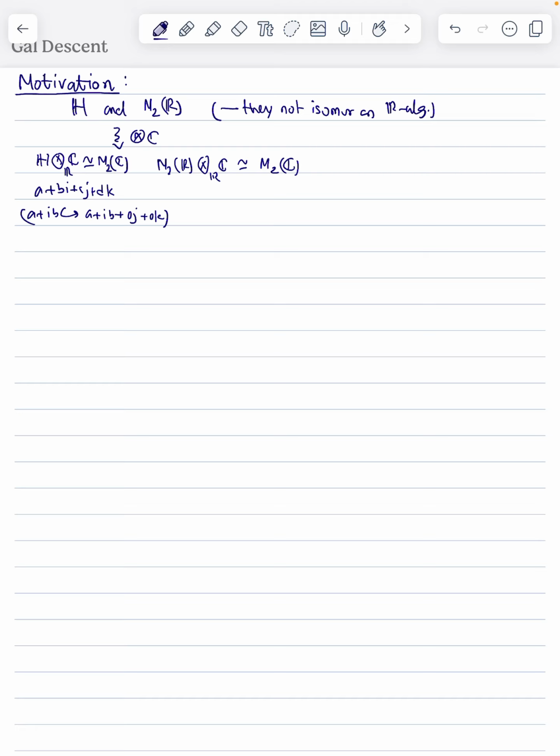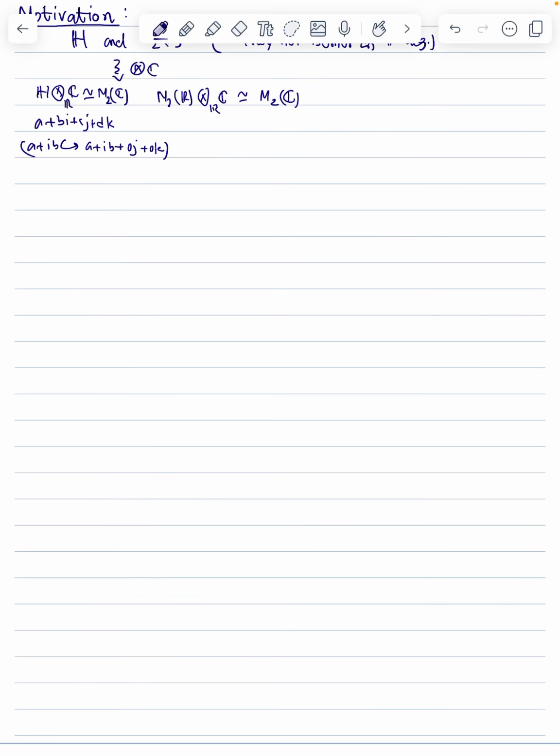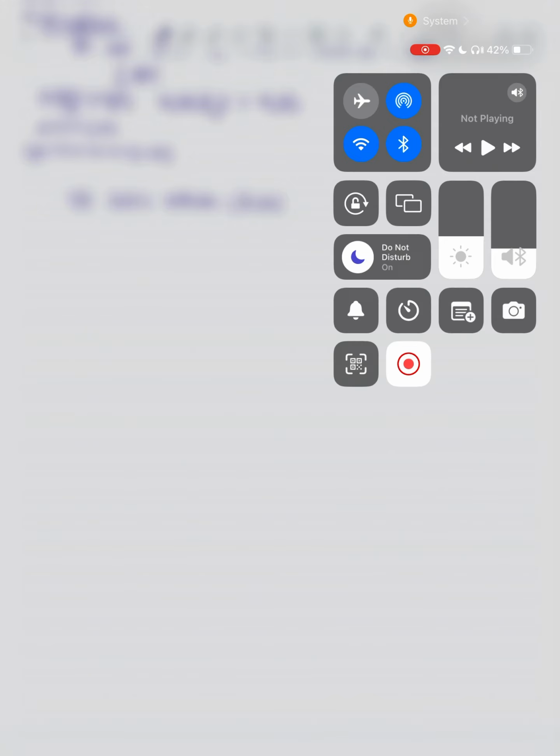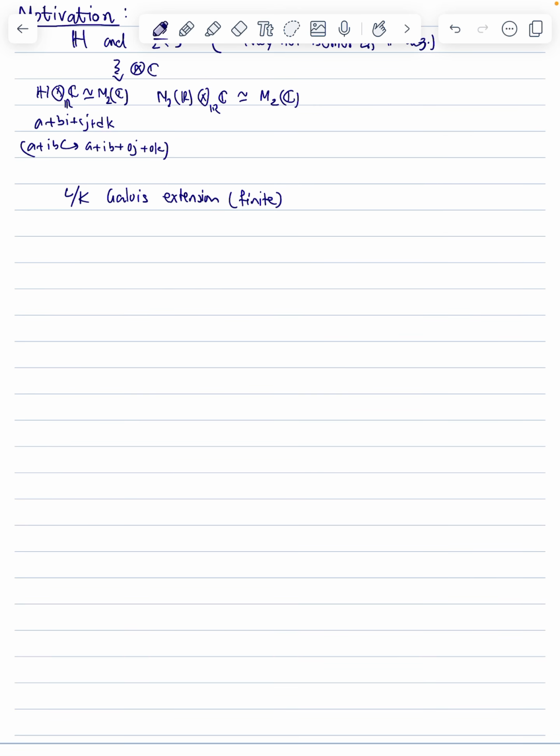That means if I have two objects, more generally, suppose you have a Galois extension. So let L over K be a Galois extension. For now, we'll just do it for finite Galois extensions. And suppose you have some K object. A K object can be any vector space, any K algebra, or anything. For now, you can just take it to be a vector space because I'll be doing it mostly for vector spaces as of now.